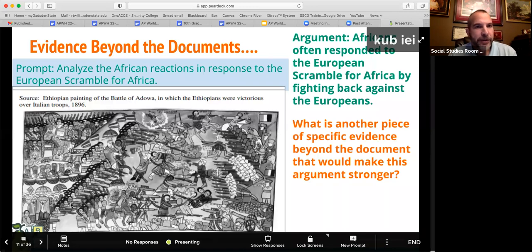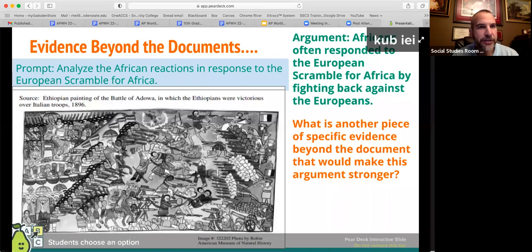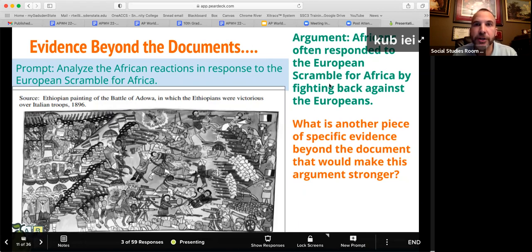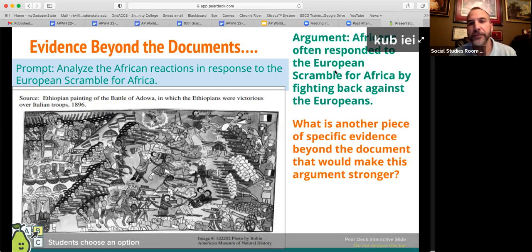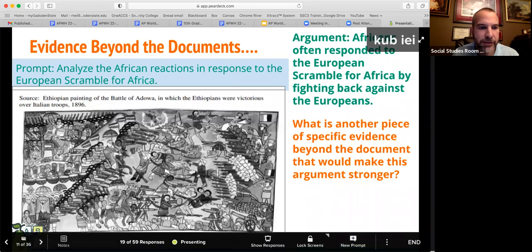All right. So now we're going back to that African reactions to the Scramble for Africa prompt. So this would be one of the documents in front of you. Okay, notice Italian troops, Ethiopia, 1896. Some of the key words there jump off the page. And what you're arguing there is that Africans often responded to the Scramble for Africa by fighting back against the Europeans. All right. So to earn the evidence beyond the document, evidence beyond what you see in front of you, what is something else that you could mention? So take a second and respond to that particular question. Think about what else could make your argument stronger.